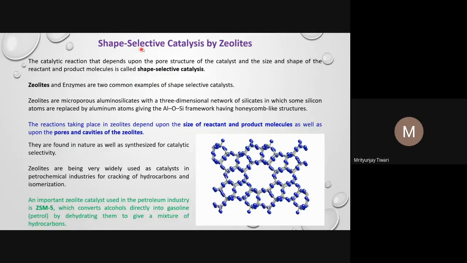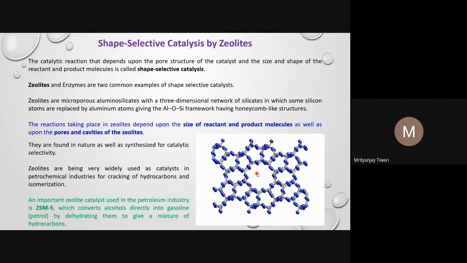Now, let's study selective catalysis by zeolites. Usually, when you study selective catalysis, the enzymes are also selective catalysts. So, the catalytic reaction that depends upon the pore structure of the catalyst and the size and shape of the reactant and the product molecules is called selective catalysis. What we know is this is a zeolite and it has certain pores, and in these pores, reactants of a particular size only can enter, they fit well, so that they can undergo a chemical transformation.